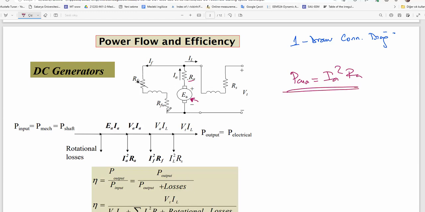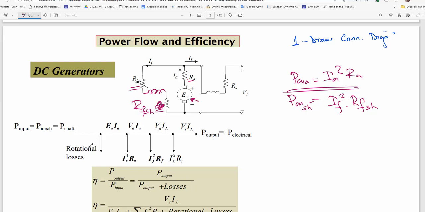And here is another loss, that is the field winding resistance. Let me say shunt field. In fact, here's the shunt field coil, R field shunt. So there is a copper loss in the field circuitry, which is IF squared times RF shunt. That is the copper loss in the shunt field coil.